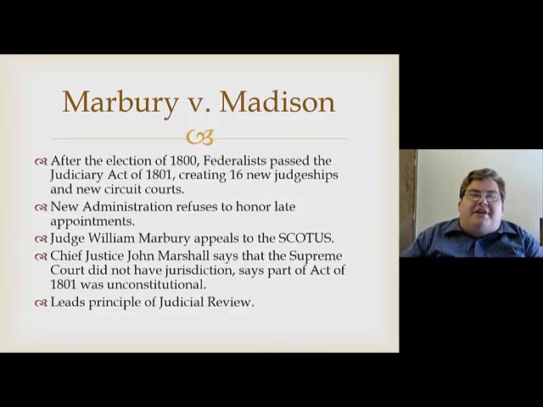And so what happens is it falls to the new administration, and particularly Secretary of State James Madison, to actually hand out these appointments. Well, Jefferson wants to set up his own stuff. Jefferson doesn't want to be bound to what Adams did, so the administration refuses. And you get this guy, William Marbury, who appeals to the Supreme Court, and he says, look, I was duly appointed by a president of the United States to take this courtship.